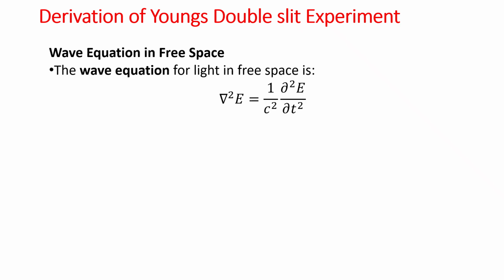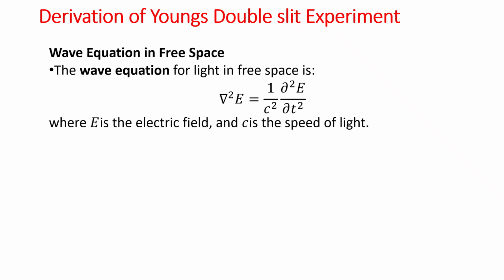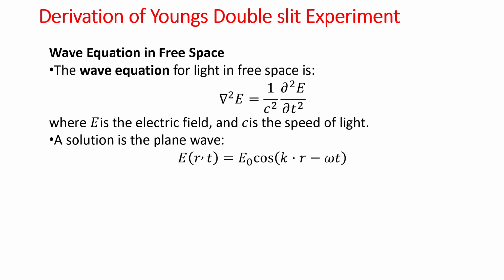We know that the wave equation in free space is del squared E equals 1 upon c squared times del squared E upon del t squared. Here E is the electric field and c is the speed of light. We will discuss the wave theory of light and electrons later, and we will derive this equation.